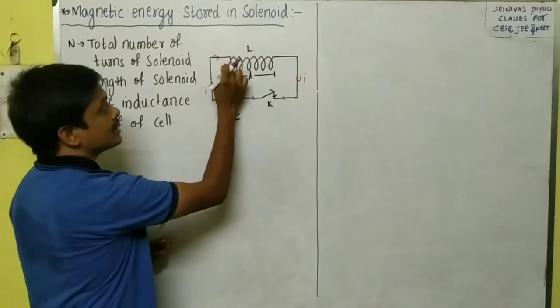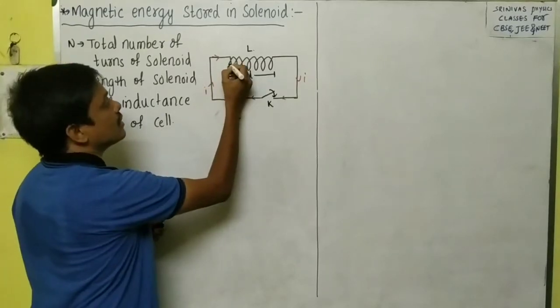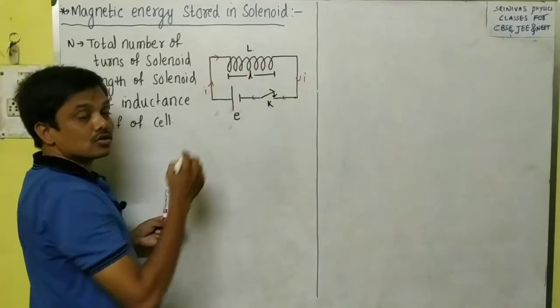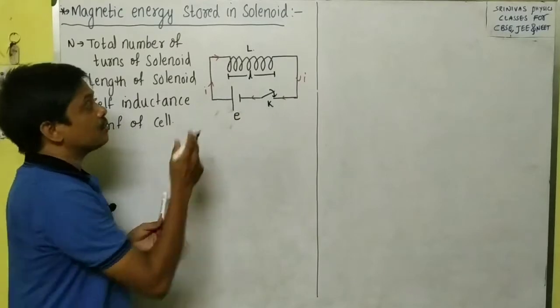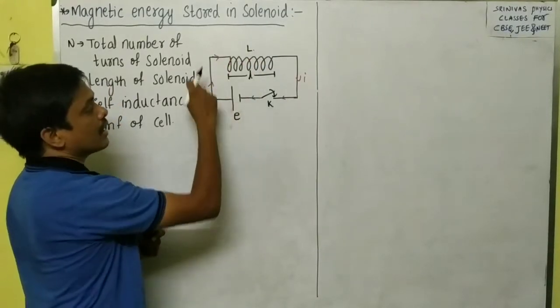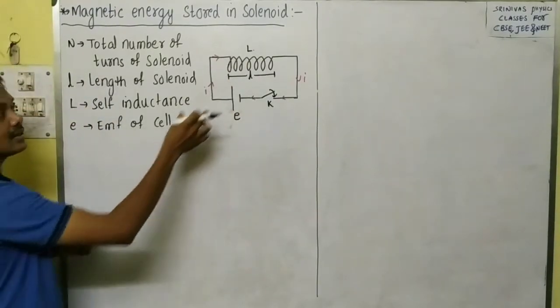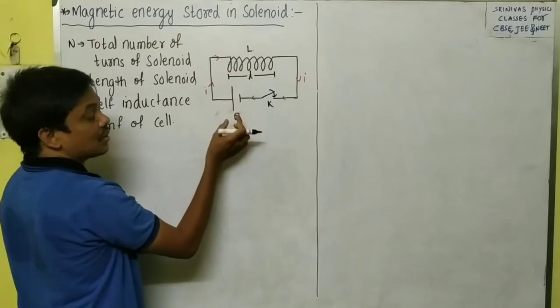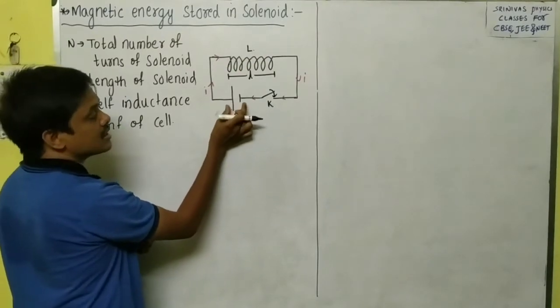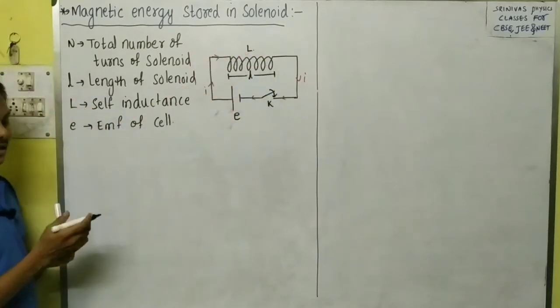And when the current varies in the solenoid, when some current passes through the solenoid, it will act as a magnet. That means at the inductor, what is happening? The electric energy is converted into magnetic energy. Then who is supplying that magnetic energy? Just the energy conversion is occurring here. That means the work done by the battery is converted into magnetic energy.